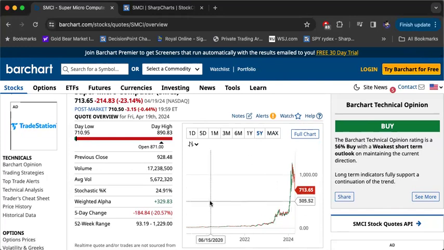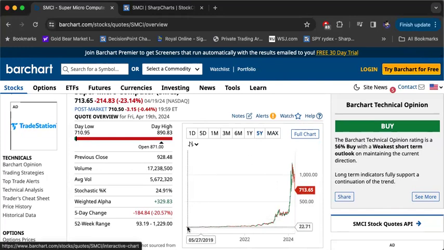So this is Super Micro Computer, which is another AI chip stock. You can see five years ago it was a $20 stock, and now it went to 1,200. Kudos to those who bought it, right? And now it's 730. But this is a classic parabolic curve here. It does kind of look like it's starting to break.